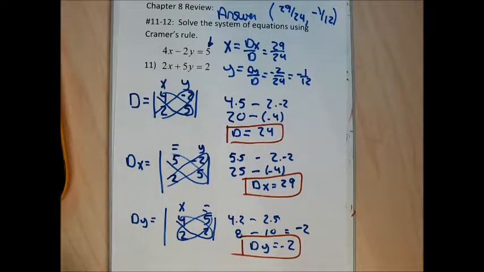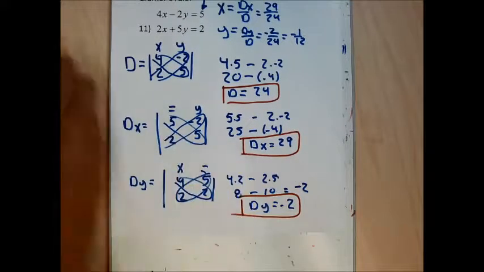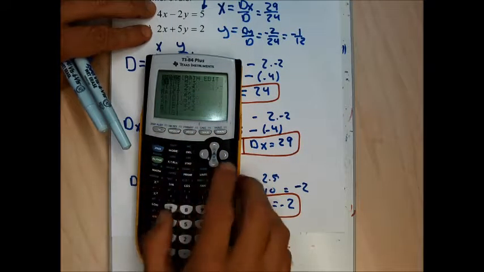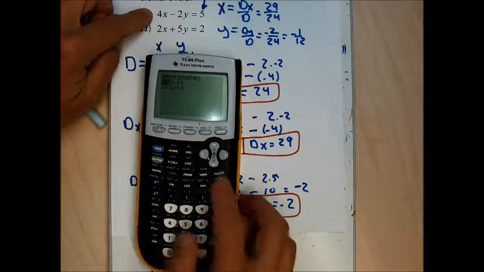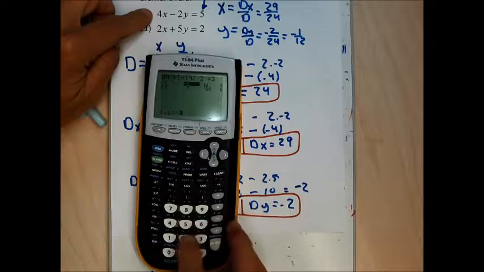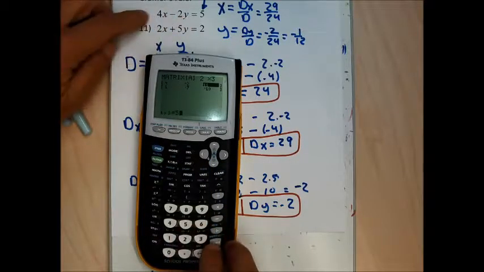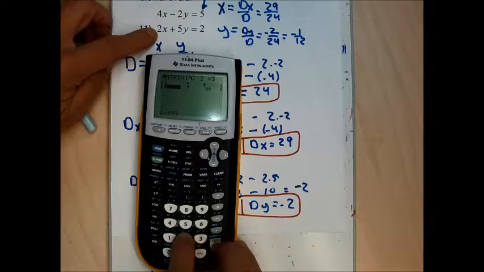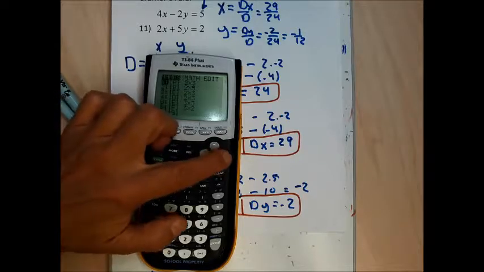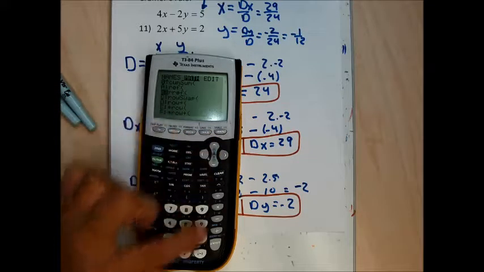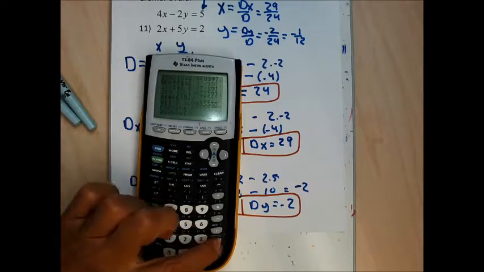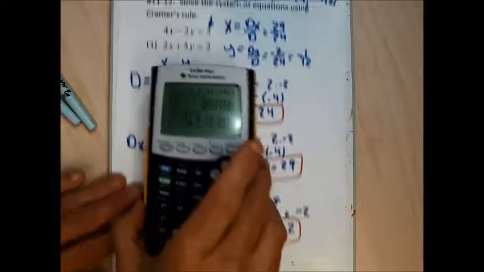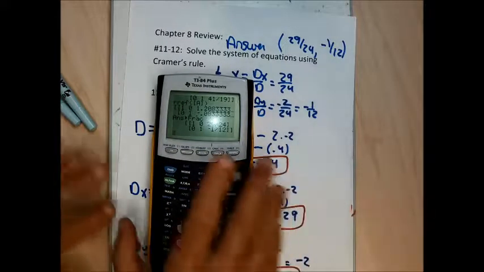Let me double check to make sure that's right, because I don't like fraction answers. I'm getting too many of them. I'm going to make a matrix for this. The matrix I'm going to enter is 4, negative 2, 5, and then 2, 5, and 2. And then second matrix, math, RREF. Second matrix, names A, math, enter, enter. I see 29 over 24 and negative 1/12, so I know my answer is correct.